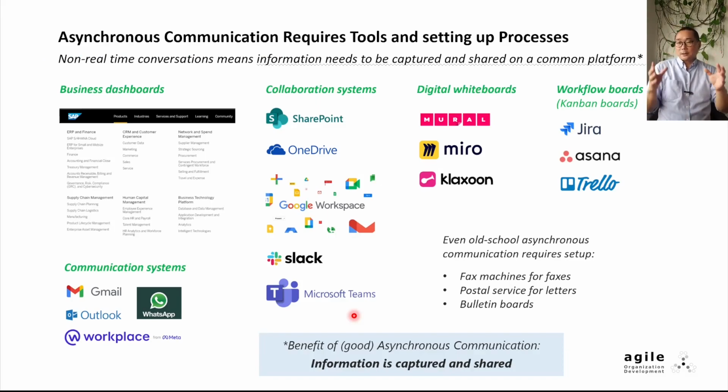A unique attribute of asynchronous communication is that it requires tools and setting up processes. Even classic asynchronous communication tools required setup. You need 2 fax machines to send and receive faxes. To send snail mail, you need the postal service and even a letterbox to receive the post mail, and so on. Now, one important thing to be aware of is that the requirement for tools and setting up the processes for asynchronous communication includes getting the other party to agree and abide to the setup and the process itself.